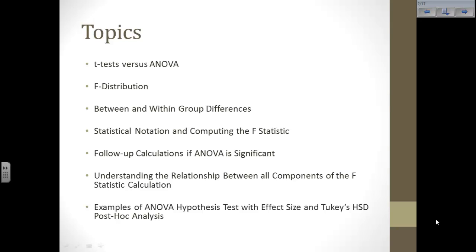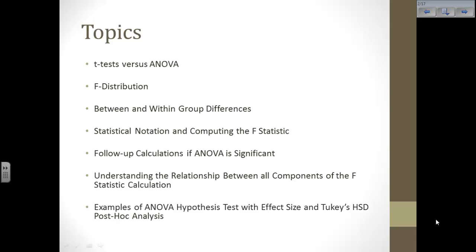Then I will break down the difference between and within groups differences, or between and within groups variance, which is used to calculate the F statistic. Then I'll show you all the statistical notation for ANOVA and how to compute that F statistic. Then I'll show you how to calculate effect size and post hoc analyses in ANOVA.